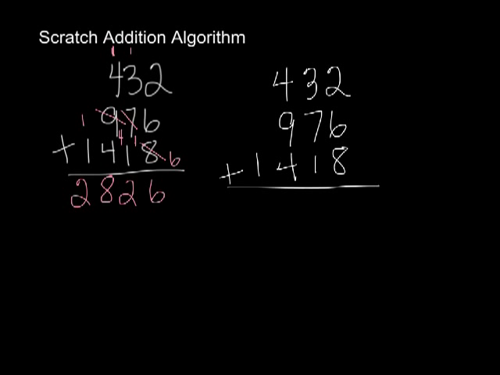6 plus 2 is 8, plus 8 is 16. 7 plus 3 is 10, plus 2 more is 12. 9 plus 4 is 13, plus 1 more is 14, plus 4 is 18, plus carry the 1 is 2,826.